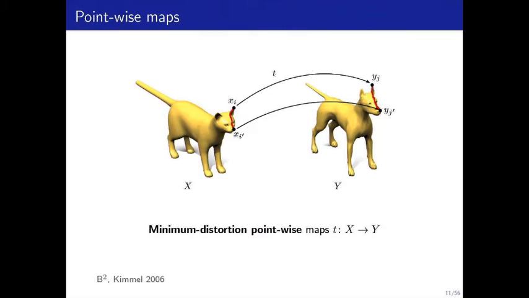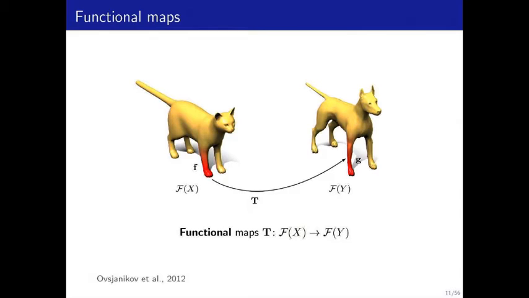So for example, we would like this map to preserve some intrinsic structures like geodesic distances and find the map with minimum distortion. So today I would like to depart from this model, and instead consider maps between functions on the manifolds. This is a nice model of functional correspondence that was introduced by Max Ovsyannikov and his colleagues. Basically it models the correspondence as a linear operator that takes a function from the space of functions on X, so functions that live on a cat, and maps them to functions that live on the dog.